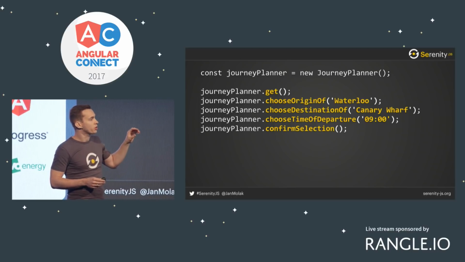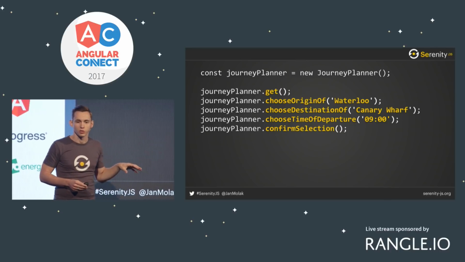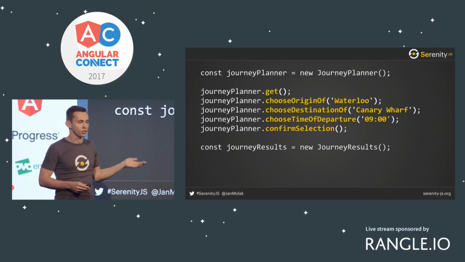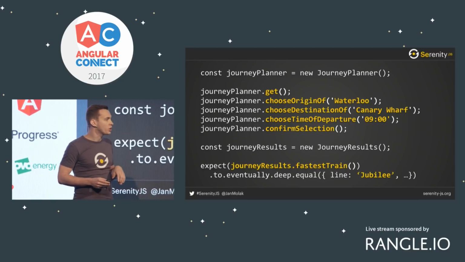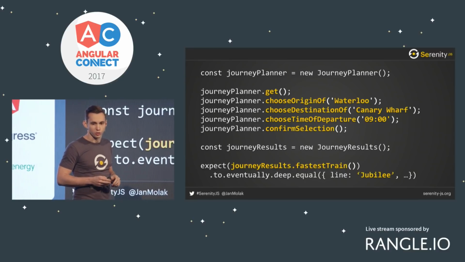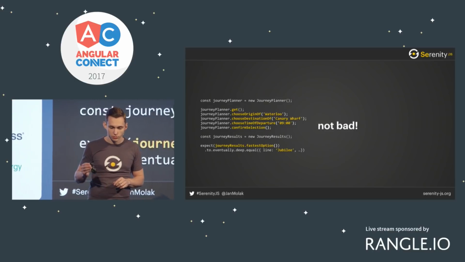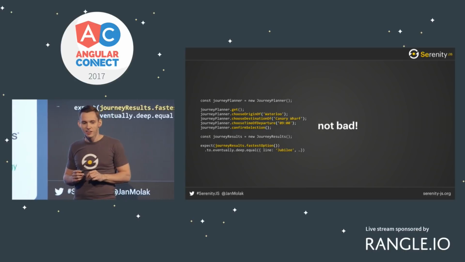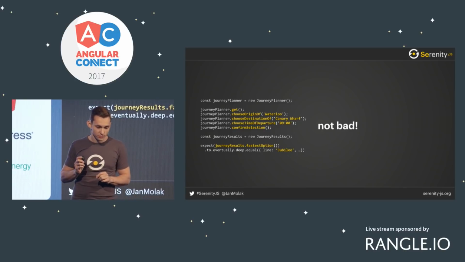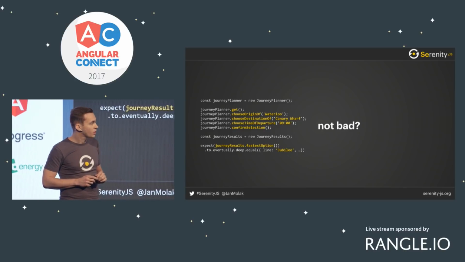Now, as you remember, confirming the selection leaves us on a different page. So then again, we need to instantiate a new page object that represents the other page, and we can use that to perform the assertion. And it doesn't look too bad on the surface. But what's going on under the hood?